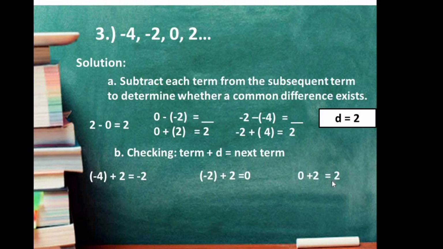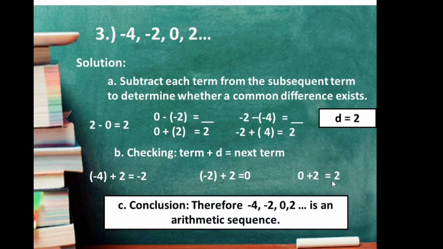So what will be our conclusion, class? Can we consider the given sequence an arithmetic sequence or not? So the conclusion is, therefore, negative 4, negative 2, 0, 2 is an arithmetic sequence. Let's proceed to another example.